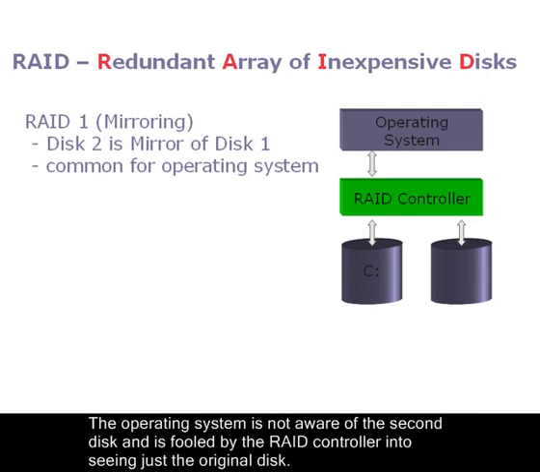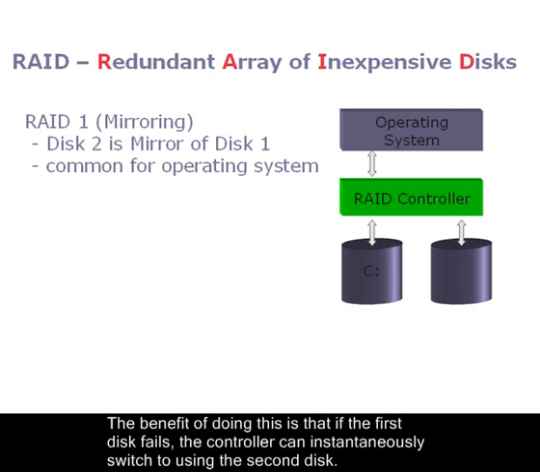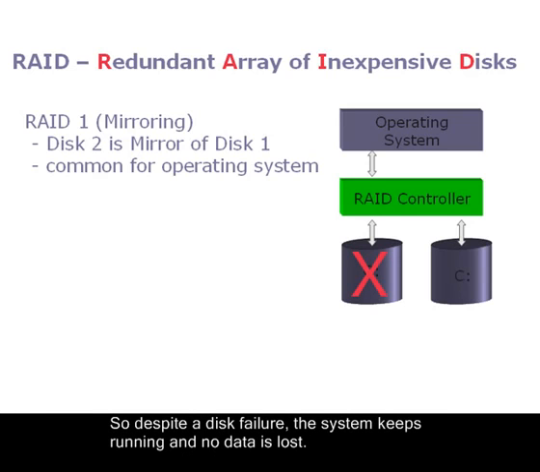The operating system is not aware of the second disk and is fooled by the RAID controller into seeing just the original disk. The benefit of doing this is that if the disk fails, the controller can instantaneously switch to using the second disk. So despite a disk failure, the system keeps running and no data is lost.